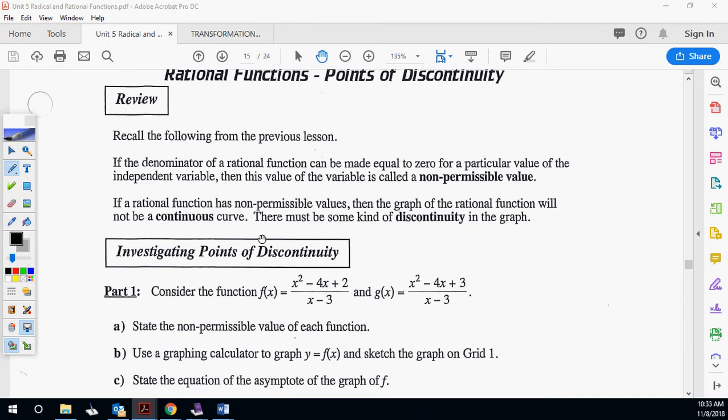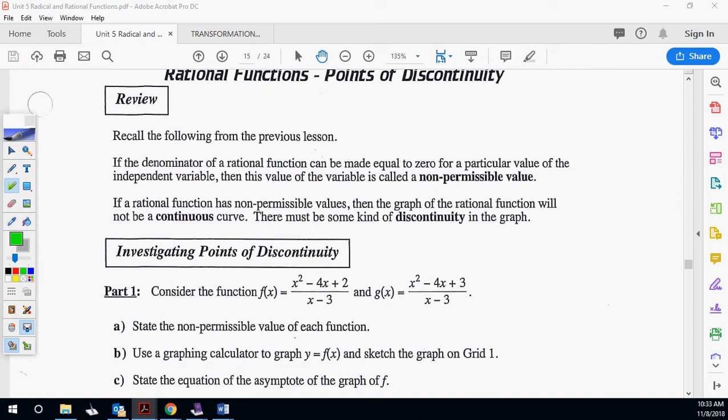Unit 5, Lesson 4. Okay, so recall the following from the previous lesson. The denominator of a rational function can be made equal to 0 for a particular value. That's a non-permissible value. That creates a point of discontinuity in the graph. So this is something you want to remember for, I'd say, the diploma or questions like that. This is the comprehension piece.